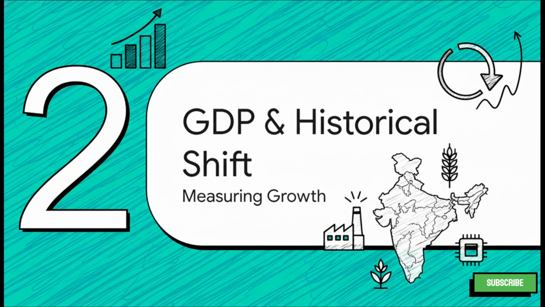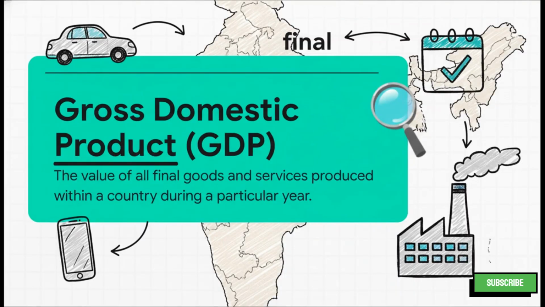So we've got our three sectors, primary, secondary, tertiary. Simple enough? But how do we figure out how big each one is? How do we measure their impact? And how has that changed over the years? To get those answers, we need to talk about probably the most famous three-letter acronym in all of economics. And that acronym is, of course, GDP, or Gross Domestic Product.